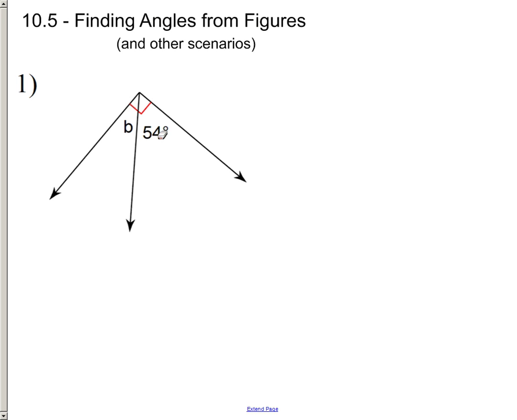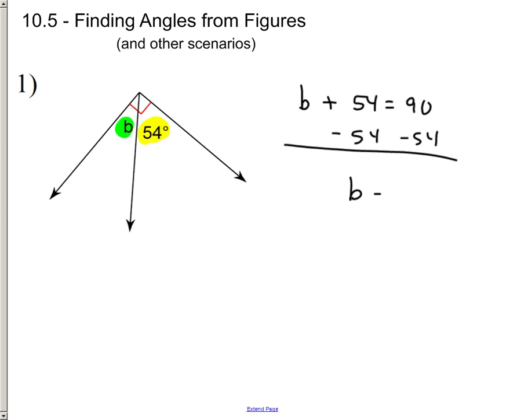And that means that we can add this angle that I'm painting in yellow with this angle that I'm painting in green together, and they should equal 90 degrees. So it's this idea of B plus 54 would equal 90. To solve for B, or that unknown angle, you would just subtract 54 from both sides. And you find out very quickly that B would equal 36. So B is equal to 36 degrees.